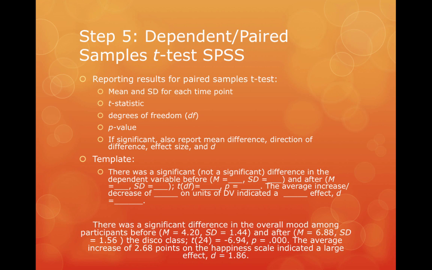There was a significant difference in the overall mood among participants before and after the disco class, stating the means and standard deviations for both time points. t is equal to negative 6.94, degrees of freedom 24, p is equal to 0.000. The average increase of 2.68 points on the happiness scale indicated a large effect. d is equal to 1.86. There you have it.